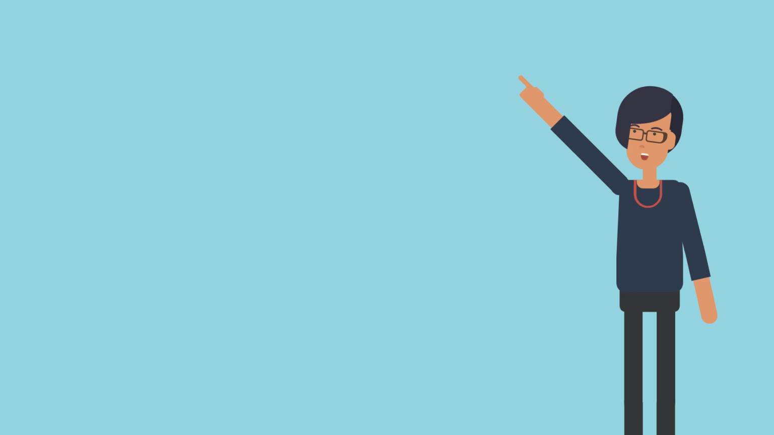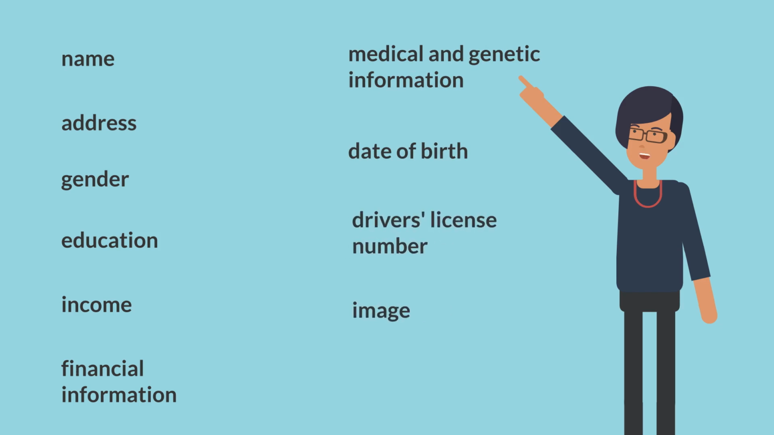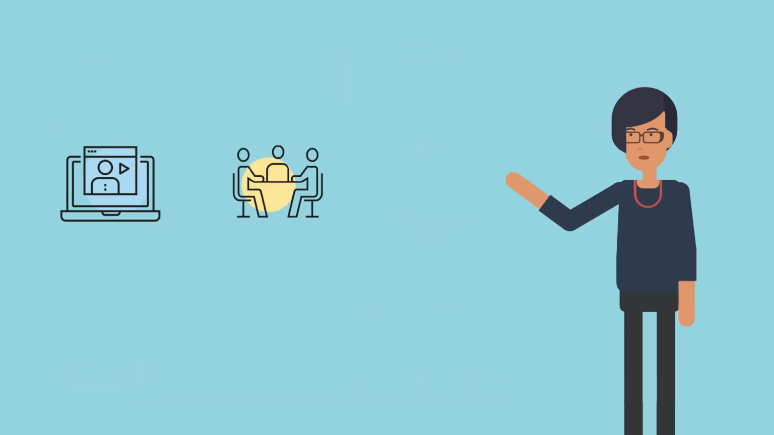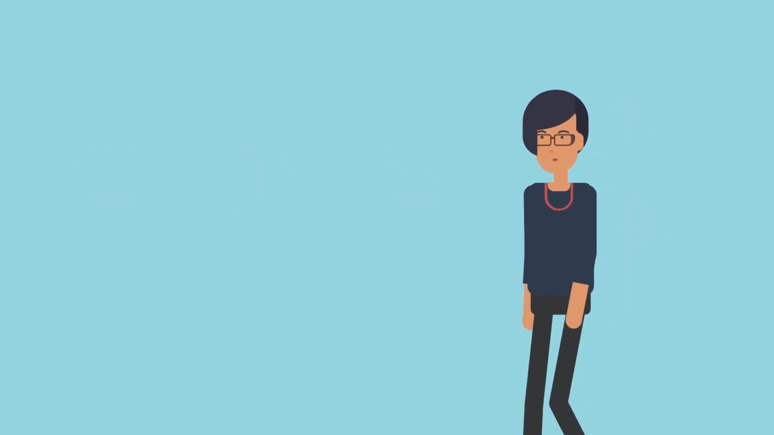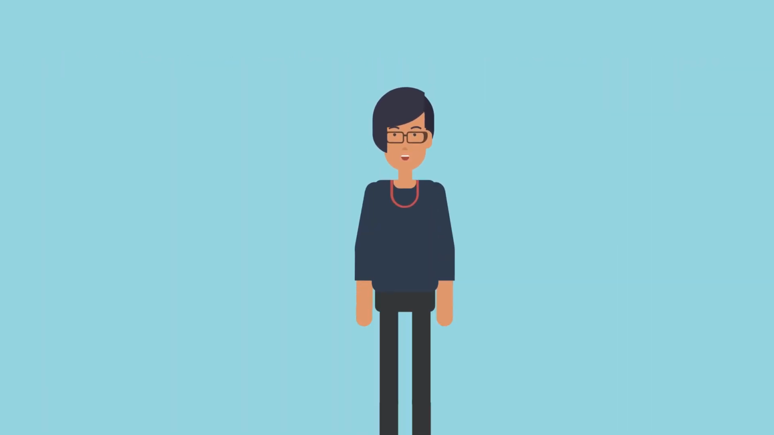Some specific examples of PI are a person's name, address, gender, education, income, financial information, medical and genetic information, date of birth, driver's license number, photographs or images of the person, and employment history. The OIPC has many guidance documents available that can help organizations and individuals understand what PI can be collected and when it may be appropriate to collect, use, or disclose different types of PI. One common theme? Collect the least amount of PI possible to meet your business needs. Today, we will focus on the types of PI an organization may need to collect and how to determine whether a reasonable person would consider that collection to be appropriate.